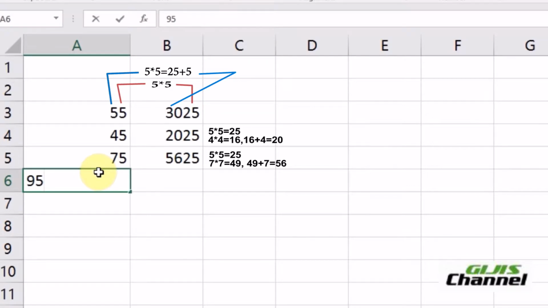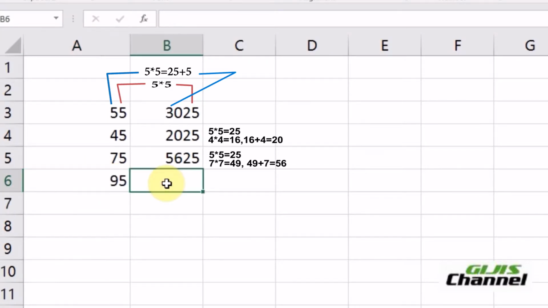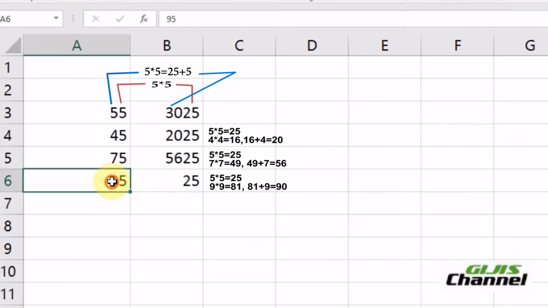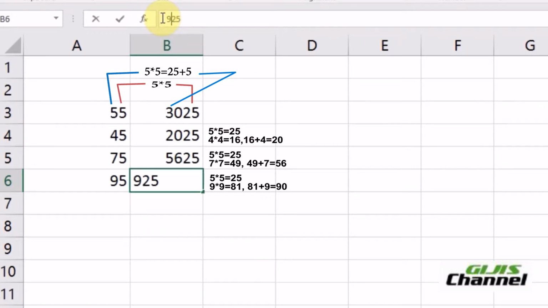Okay, let's look at a different example. 95 times 95, or 95 squared. So by now you must be knowing what to do first. 5 times 5 is 25. And the second step, 9 times 9 is 81. 81 plus 9 is equal to 90. So the answer is 9025. This is how you square a two-digit number that ends in 5.